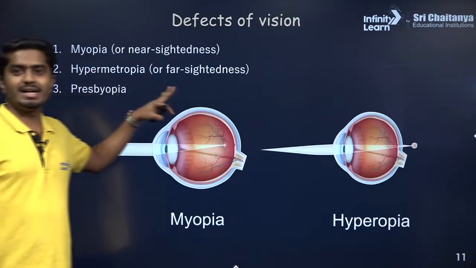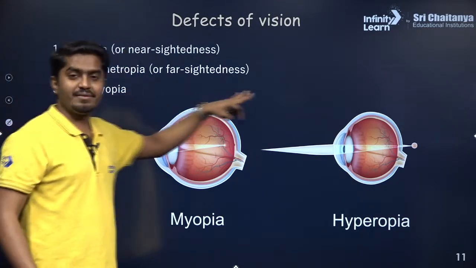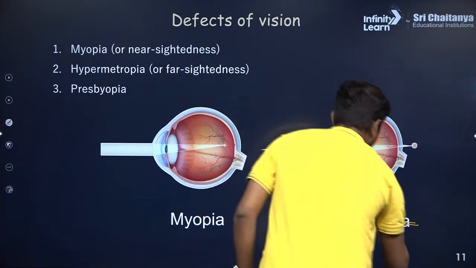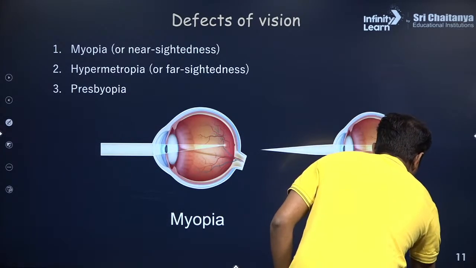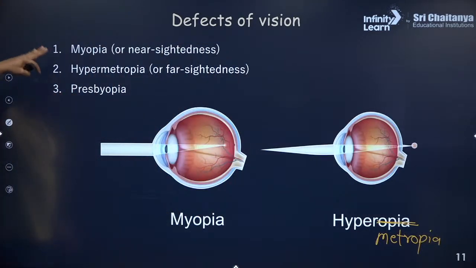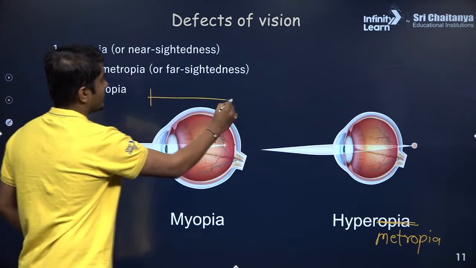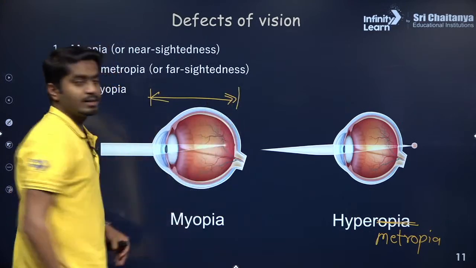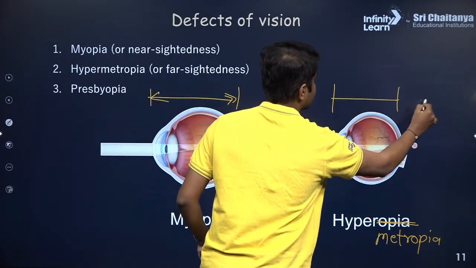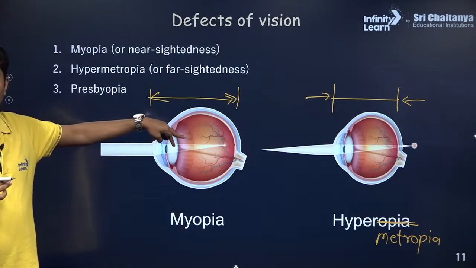Now the major thing here from this topic is the defects. There are two major defects, that is myopia and hypermetropia. Okay, so what is myopia? In myopia, the size of the eyeball is elongated. So there is an expansion here. Size of the eyeball is elongated. In hypermetropia, this is shortened. Size is compressed. So in myopia, what happens?